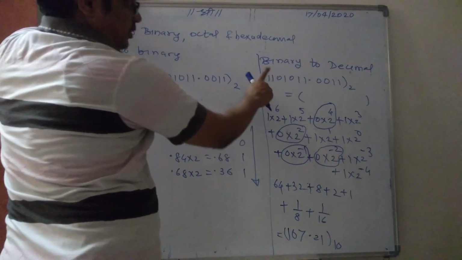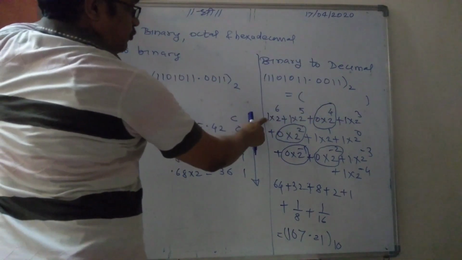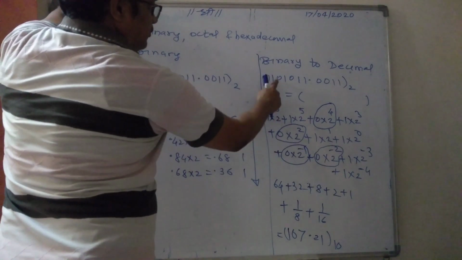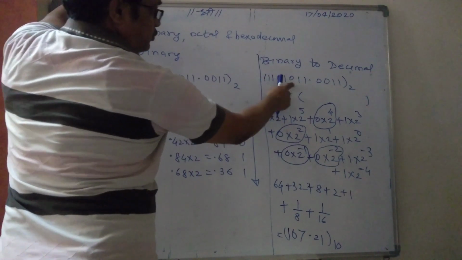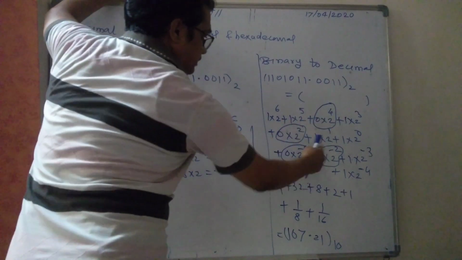Power of 2, where this is a binary number. 1 into 2 raised to 6. We need not write the zero terms. If you do not write these terms, then also it is okay.